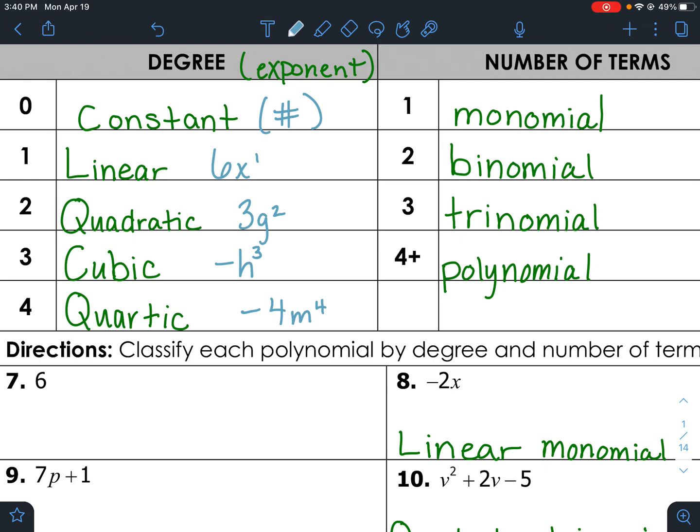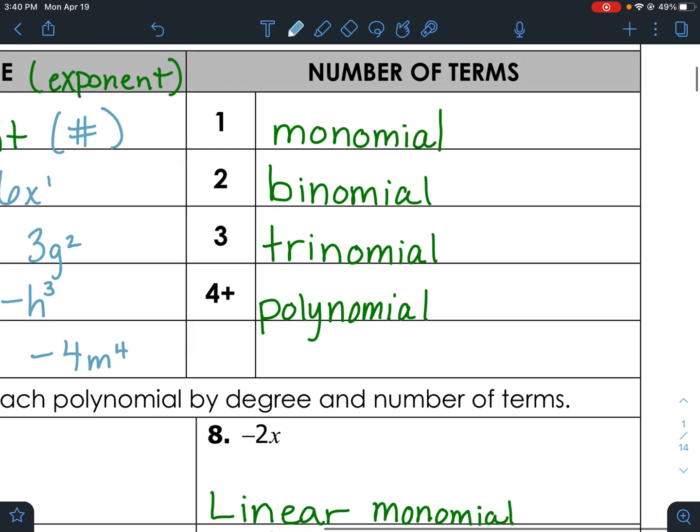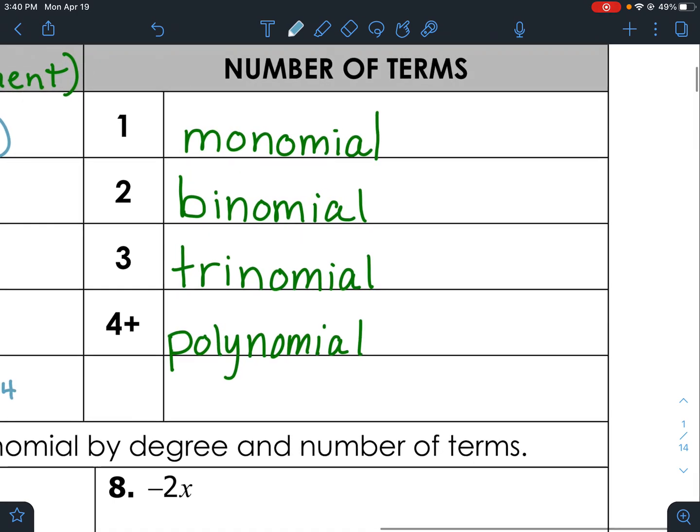Awesome. The next thing we're going to talk about is the number of terms. That's chunks separated by a plus or minus. A monomial means it only has one term or one chunk. So an example of that might be like m to the fourth power, right? Just one chunk. A binomial means it has two chunks. So I could do 4g plus 6. Okay, here's one chunk. Here's another chunk.